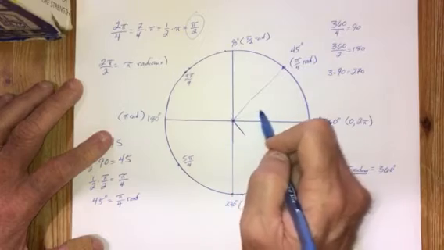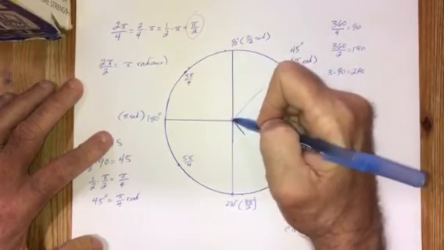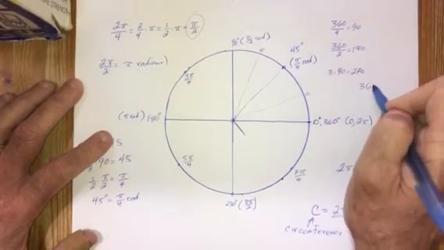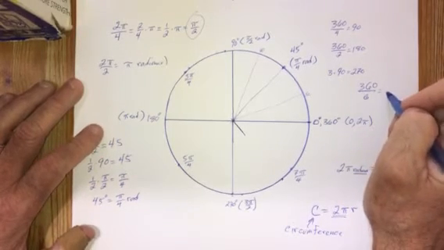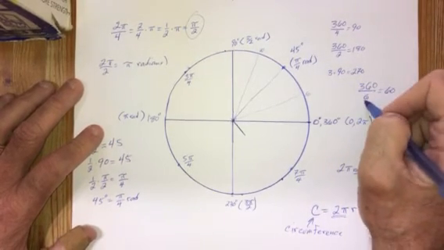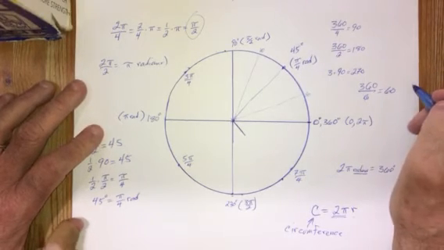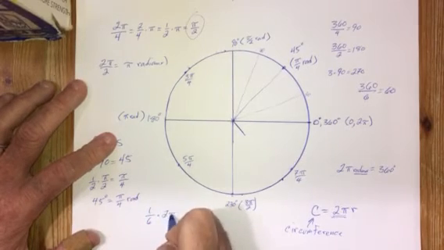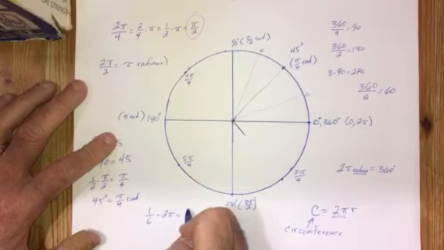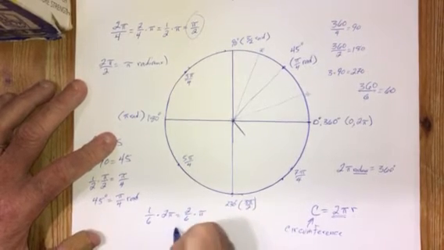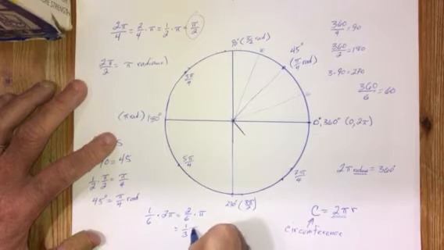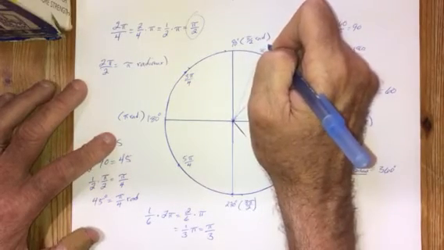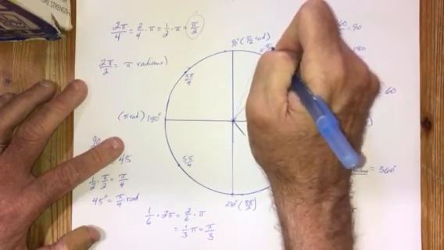Okay, what about 30 degrees or 60 degrees? Well, we know that 360 divided by 6 is the same thing as 60. So if 360 is 2 pi, then we're going to do 1 over 6 times 2 pi, which is the same thing as 2 over 6 times pi, which is the same thing as 1 over 3 times pi, which is the same thing as pi over 3. So every 60 degree mark is going to be pi over 3.